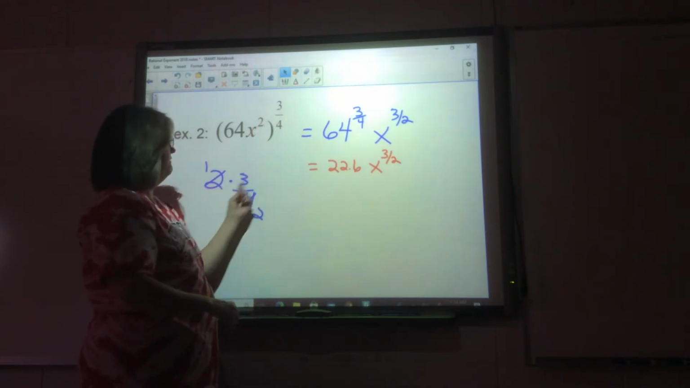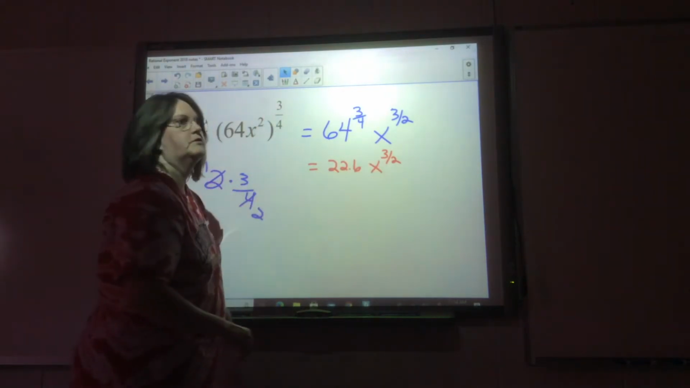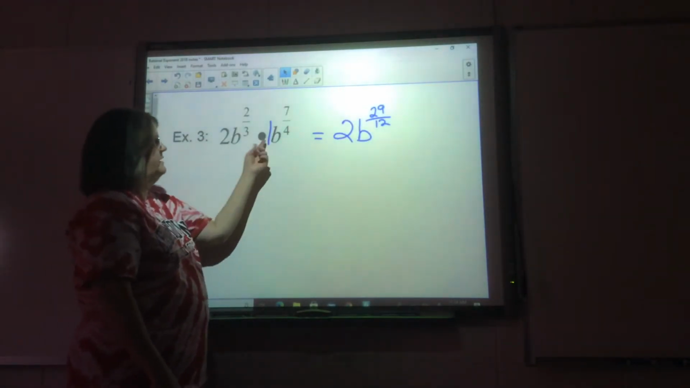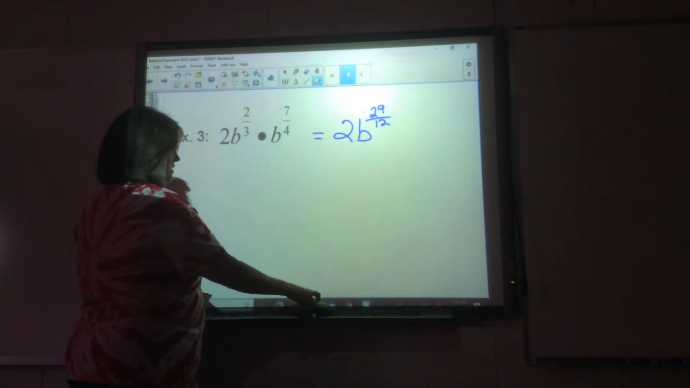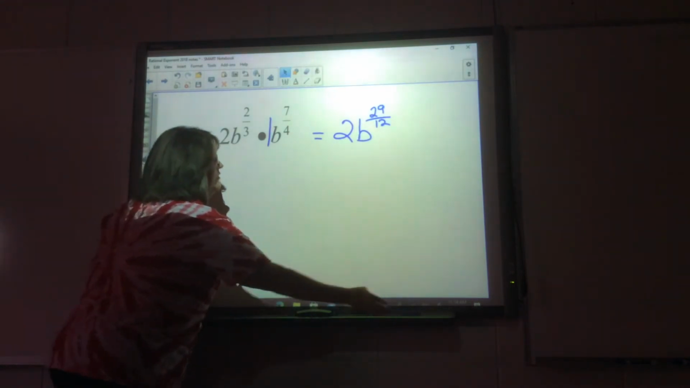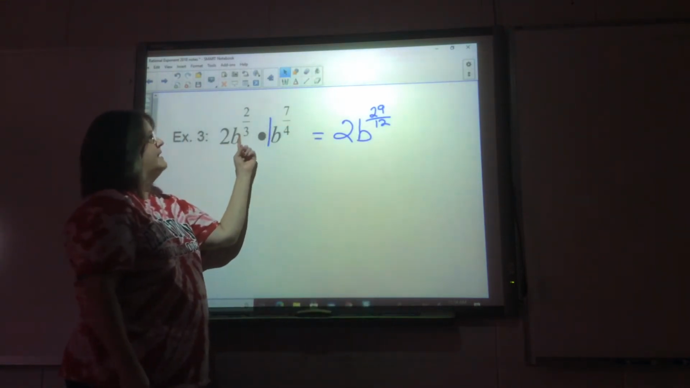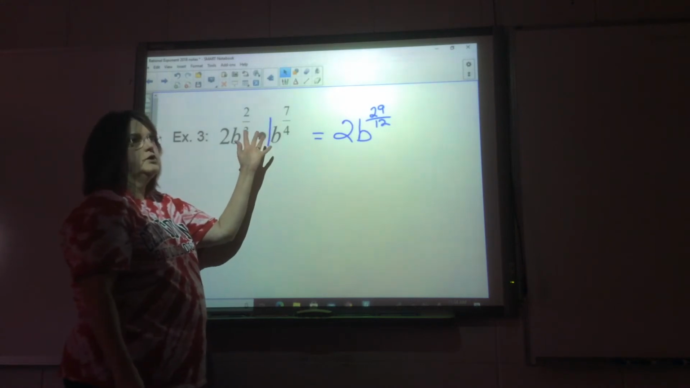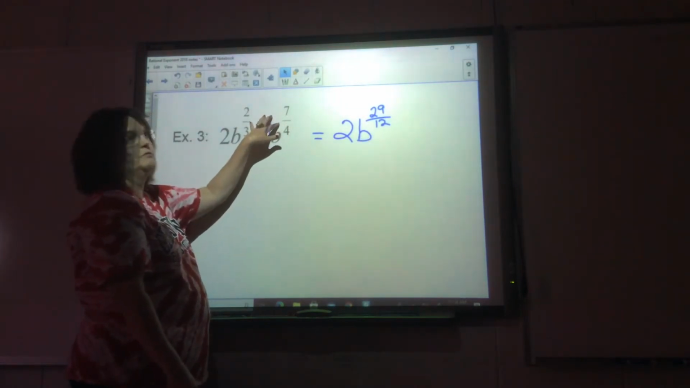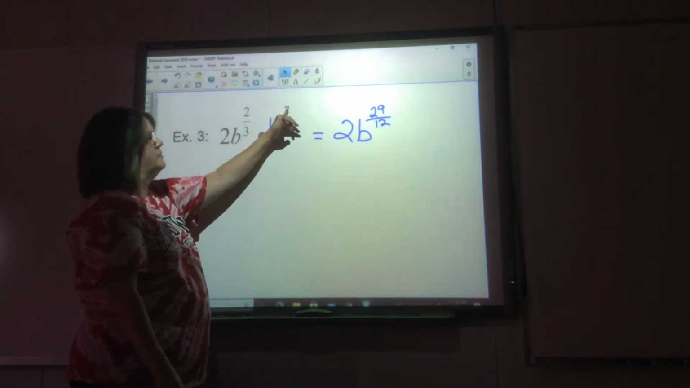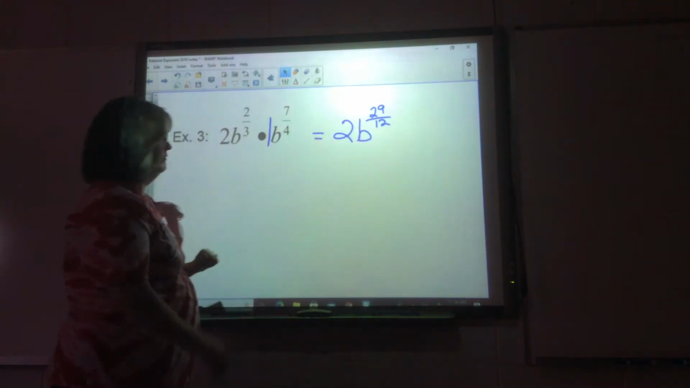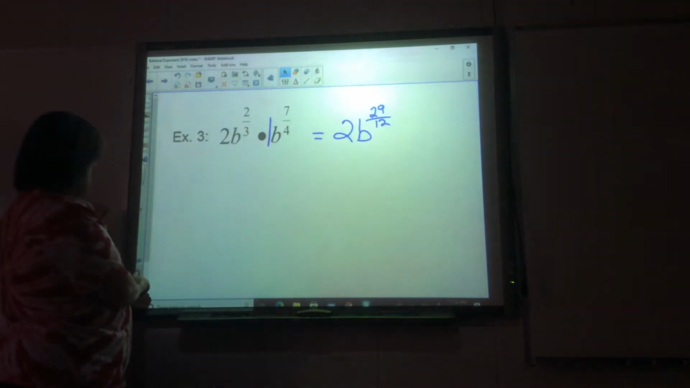When I do 2 times 3/4, that gives me 3/2. Now, remember, this is first written this way, but there is an understood 1 in front of these. So you're multiplying the numbers: 2 times 1 is 2. And then these are not written with parentheses, so you don't have a power to a power, you just have 2 b's. It's like seeing b squared and b to the 7th, you would add and write 9. So you're going to add 2/3 and 7/4. Put it in your calculator, you get 29/12. So it's 2b to the 29/12 power.